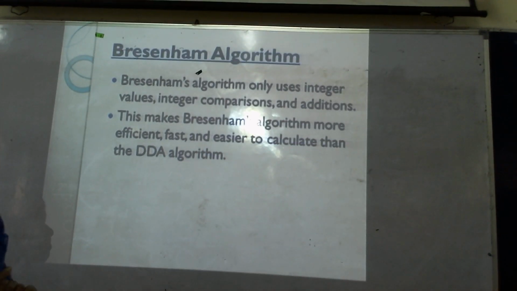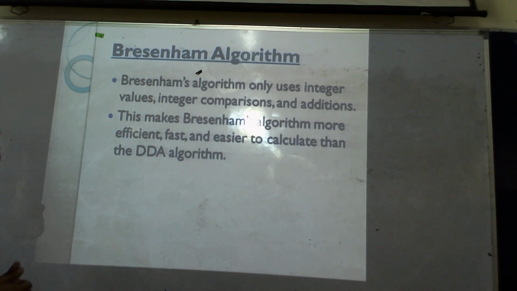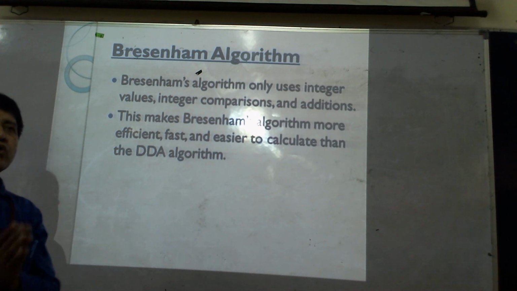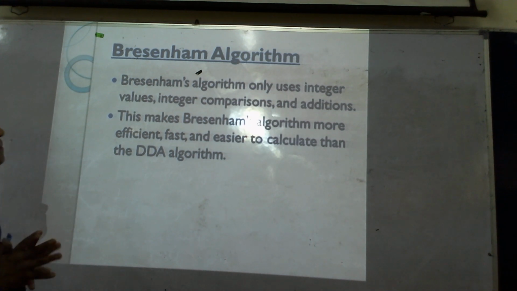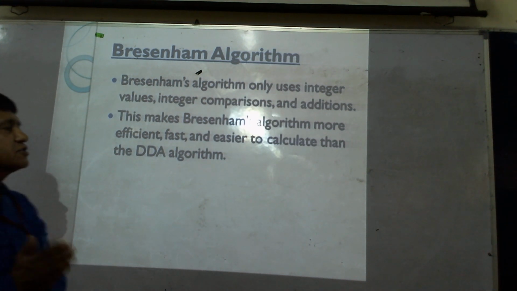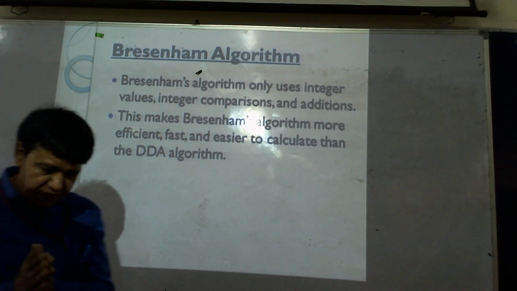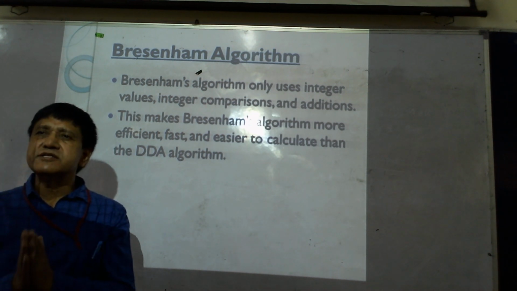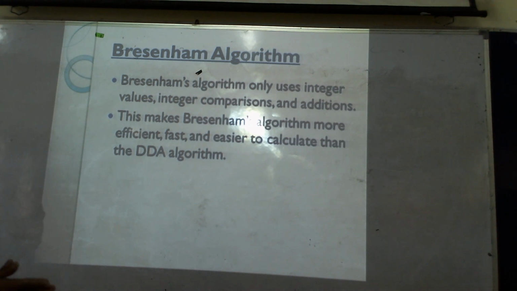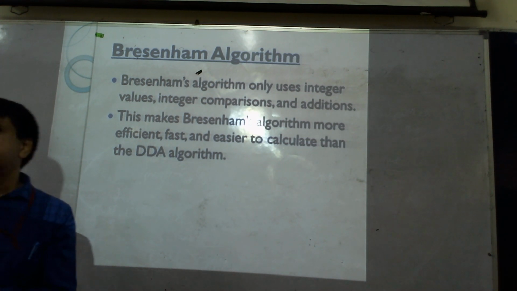See, in this algorithm, there is no approximation and no floating point is used. Only integer values are used to calculate the intermediate coordinates for drawing the line. All the arithmetic operations take place using integer values, which is one of the important reasons for the accuracy in the line. This makes the Bresenham algorithm more efficient, fast and easier to calculate than the DDA algorithm.